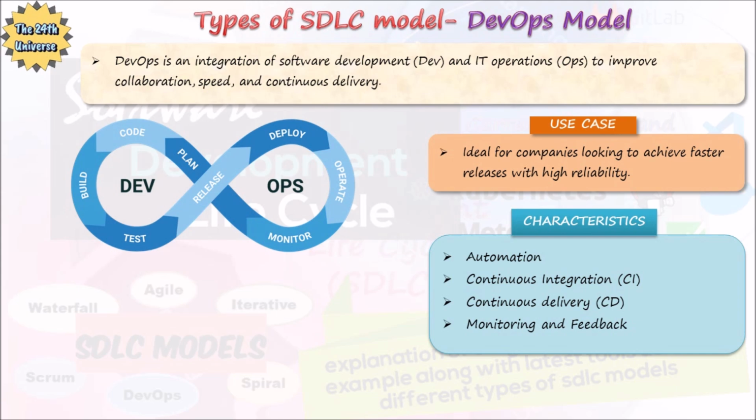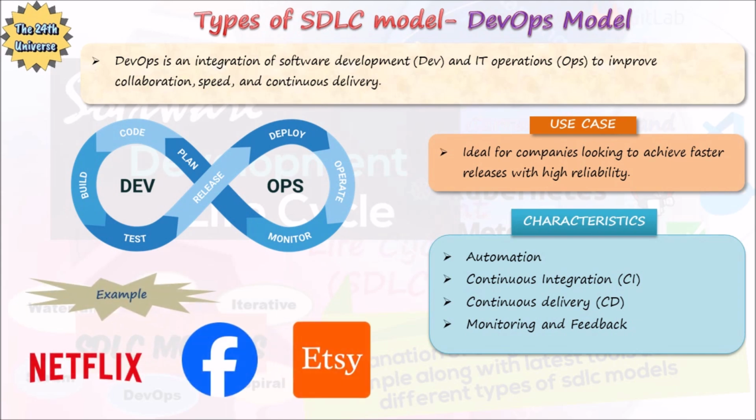Monitoring and feedback: tools that help monitor the health of an application and provide feedback on performance. The example companies that use the DevOps model are Netflix, Facebook, etc.